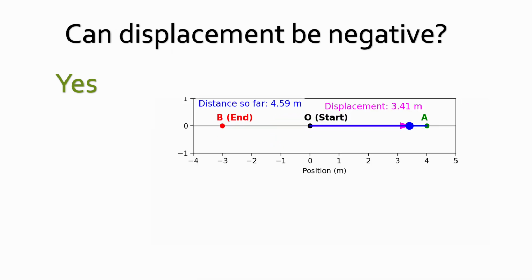Yes, the displacement can be negative. The sign of displacement depends on the chosen reference direction. If we define motion to the right as positive, then motion to the left is negative. Here we start on the right and end on the left of the origin. So displacement has a negative value. This negative sign tells us about direction, not magnitude.